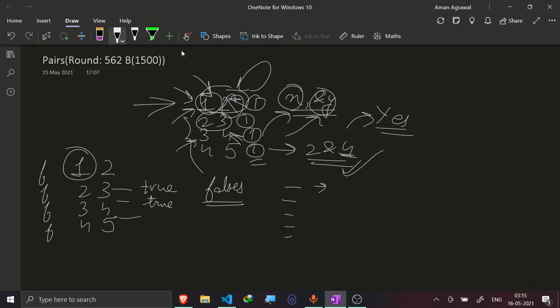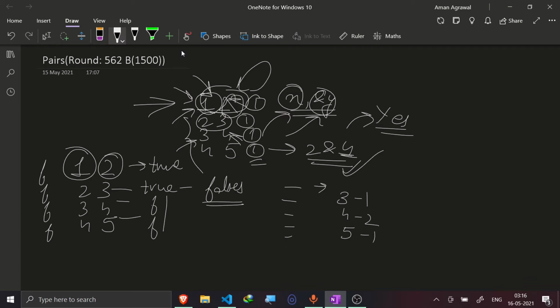For example, for 1 I don't need to show anything because it's just a waste. Let's suppose we take 2. Now this 2 comes in this pair, so I would mark this as true. This 2 comes in this pair, so I would mark this as true. This 2 doesn't come in this pair, so it would definitely be false here, and here also it would be false. So I would iterate over all the pairs which are false and then store the values there in a frequency array or a map.